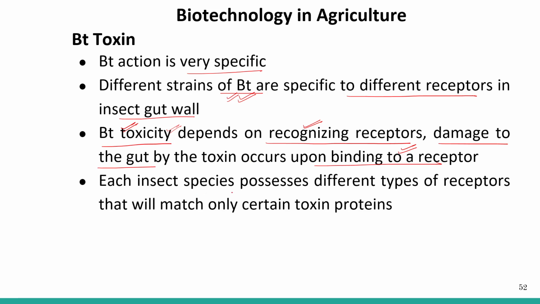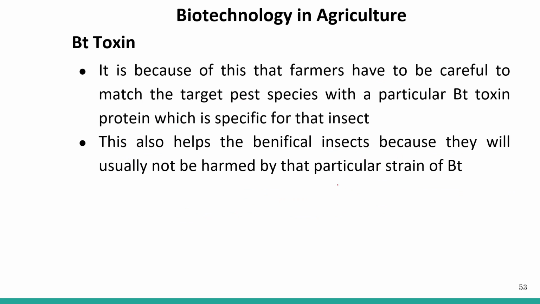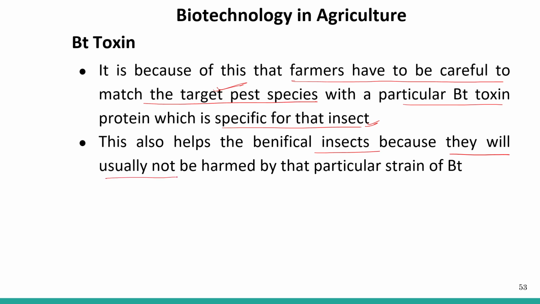Now each insect species possesses different types of receptors that may match only certain toxin proteins. It is because of this that farmers have to be careful to match the target pest. So we must know what our target pest is, and use a particular BT toxin protein which is specific for that particular insect. This also helps the beneficial insects because they will usually not be harmed.